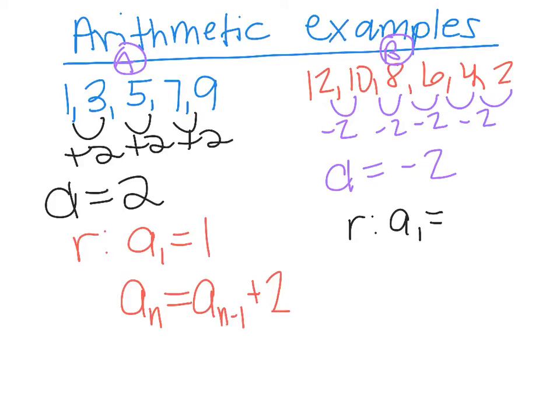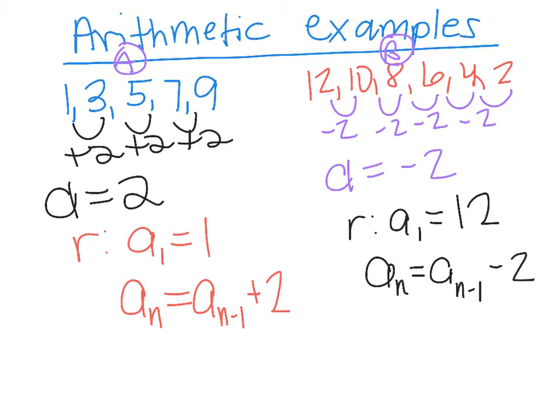So a sub 1 equals 12. And remember, a is the value, the sub number is the term number. So the value of my first term is 12. Then I'm going to have a sub n equals a sub n minus 1. And because it's a sub, you want to write it lower than your actual letter value. And because I'm subtracting 2 every time, I'm just going to write minus 2.